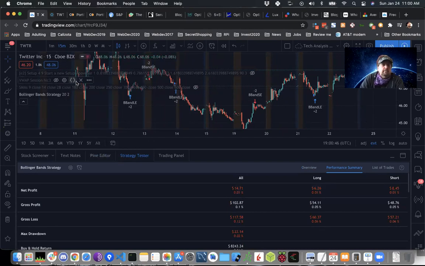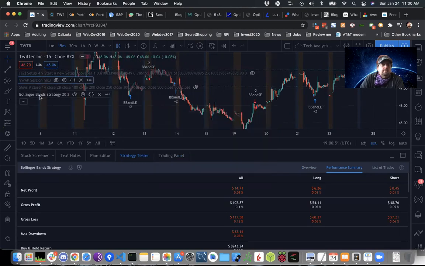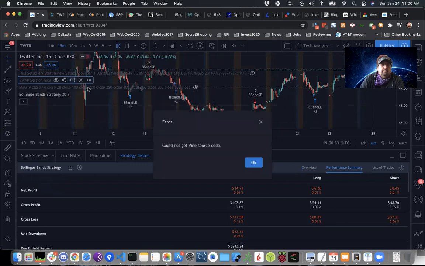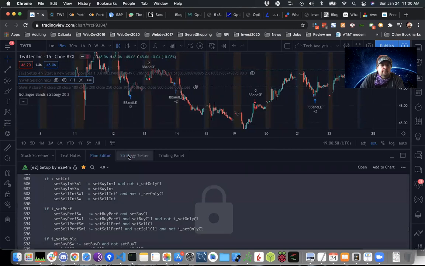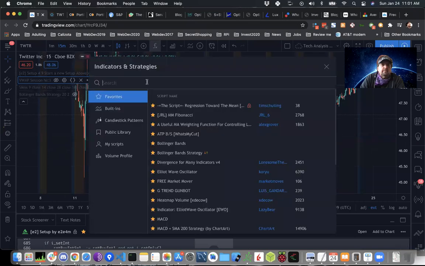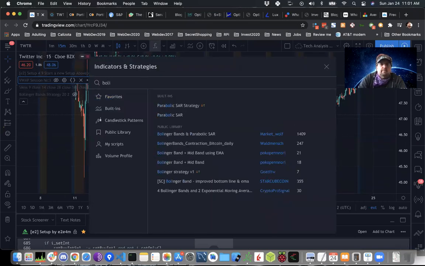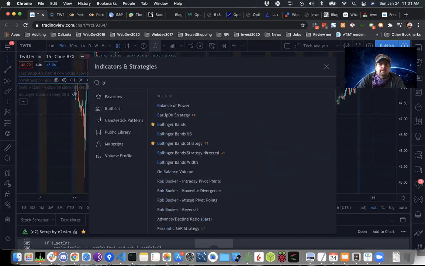My indicator, shoot, doesn't have those yet, but the Bollinger Bands themselves, Bollinger Bands, there we go.